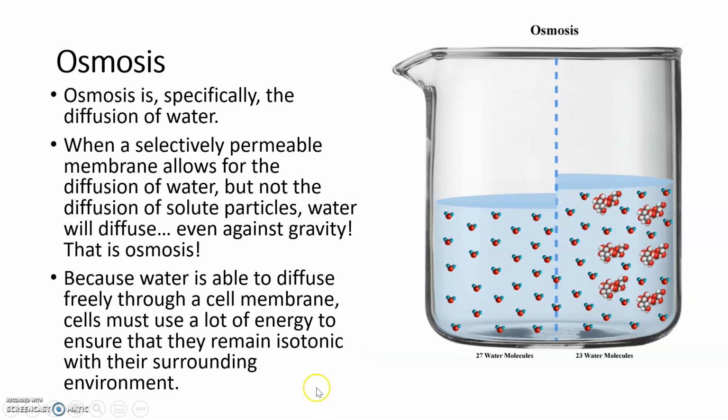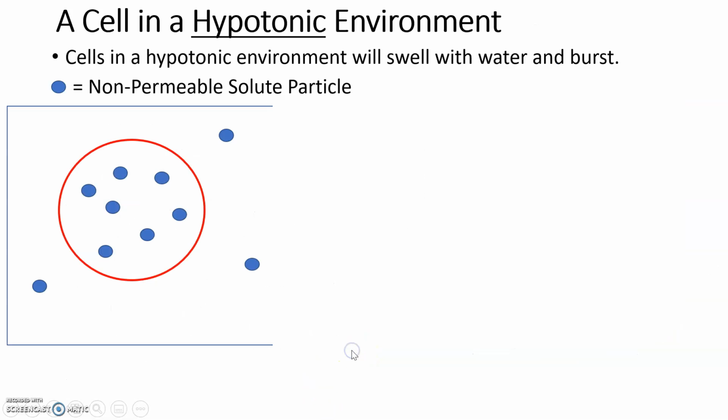So let's take a look at what would happen if a cell is in some of these different environments. So first we have a cell in a hypotonic environment. So here's the cell, it's got some solute particles inside of it, and it's got more solute particles on the inside than it does on the outside. So this cell is hypertonic to its environment. It is in a hypotonic environment.